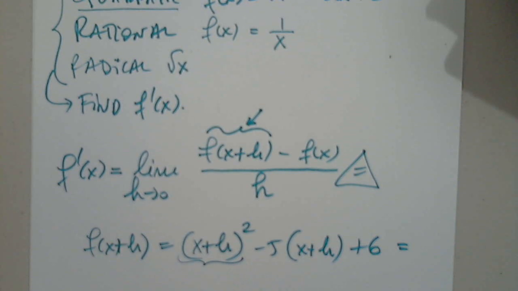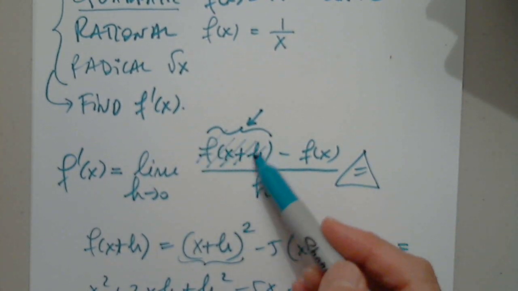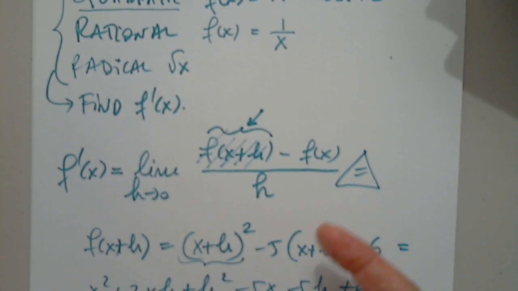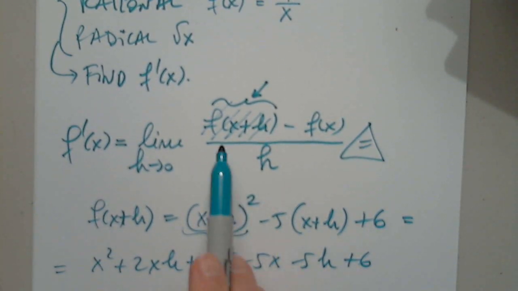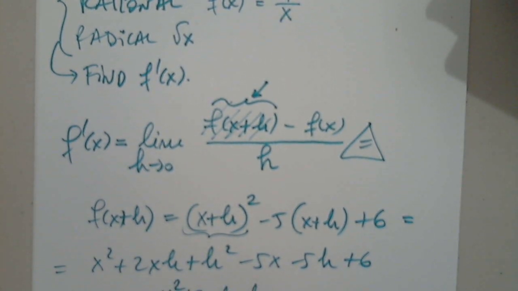So can anyone square this for us? x squared plus 2xh plus h squared. Very good. Minus 5x minus 5h plus 6. So now I have this. I'm jumping over all this, so please continue here. I have to copy the limit, so please do not drop the limit operator. So I have x squared plus 2xh plus h squared minus 5x minus 5h plus 6.